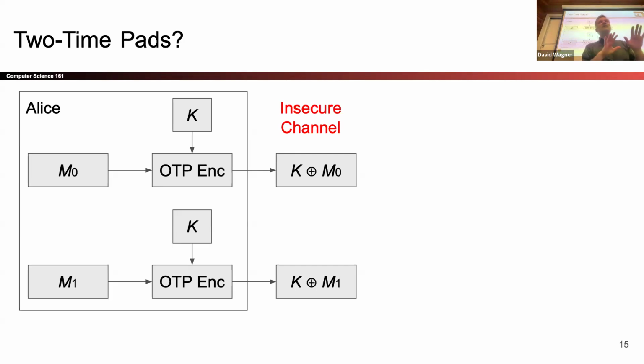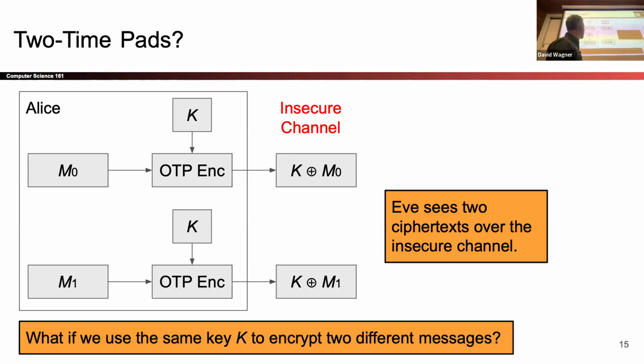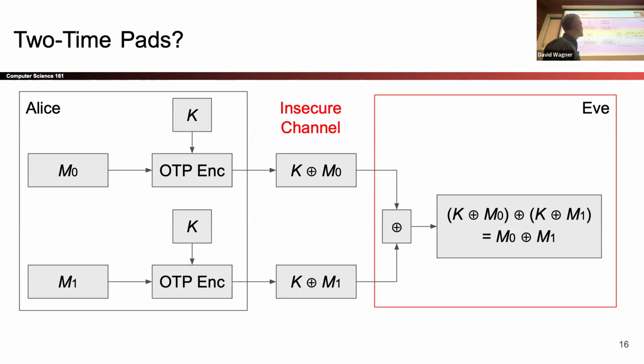That doesn't necessarily reveal either message in its entirety, but it gives me some information about the relationship between the two messages. In particular, it tells me what bit positions they agree and what bit positions they differ. Okay, so if we use the one-time pad twice, Eve can see these two ciphertexts, and by XORing them, she can learn partial information about the exclusive OR of the two messages.